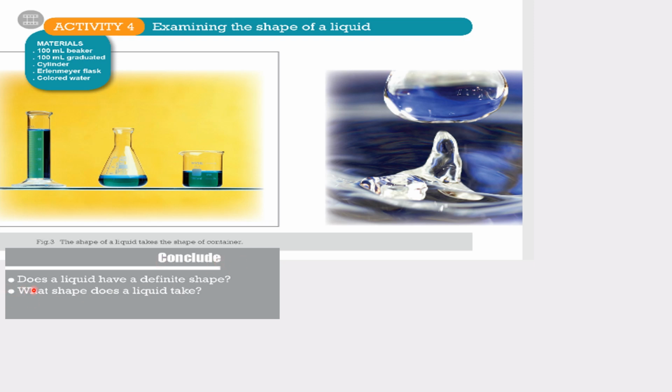Conclude. Does a liquid have a definite shape? We said that liquid takes the shape of the container. So, liquids have indefinite shape. No, it has indefinite shape. What shape does a liquid take? It takes the shape of the container.